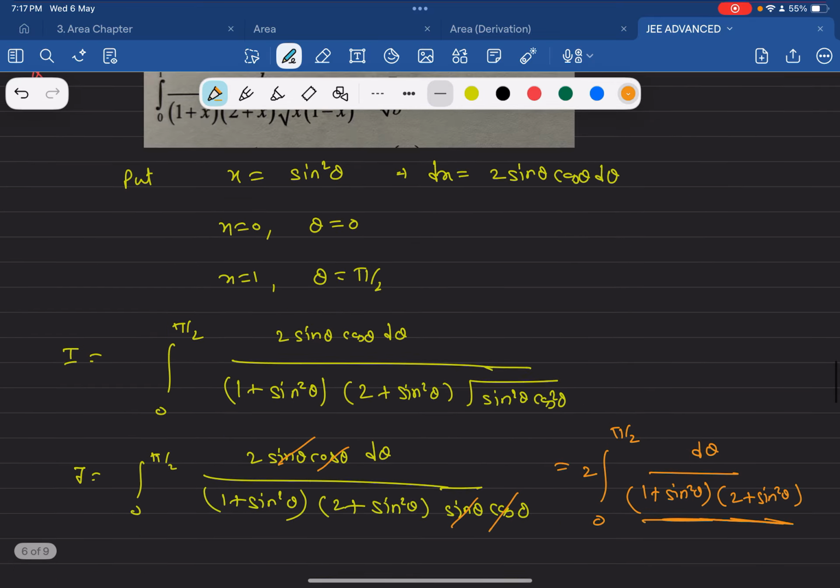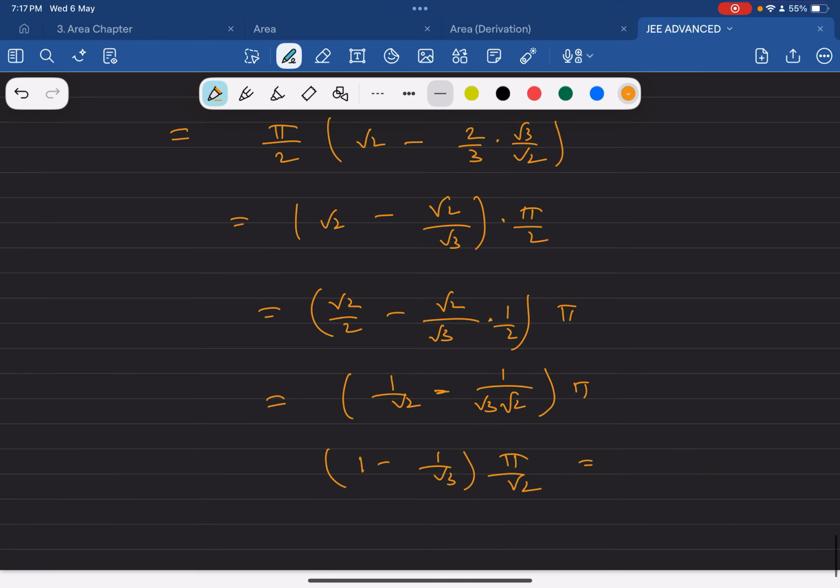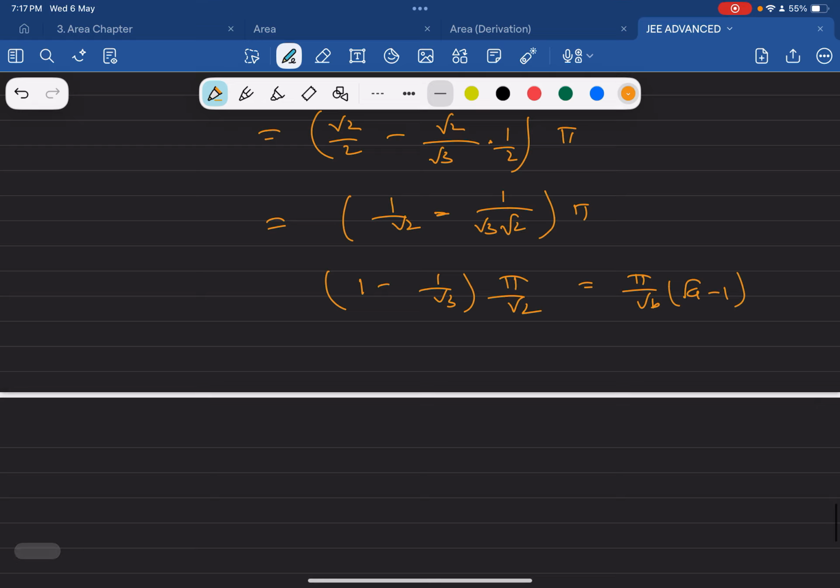So if you compare, they are saying pi by root b, root a minus 1. So any idea what we are going to have now? If you see very carefully, okay, now do one thing. I can write root 3 minus 1 upon root 3 into pi by root 2. Correct? So this will become root 3 minus 1 and pi by root 6. So now if you compare, b will be equal to 6 and a will be equal to 3.